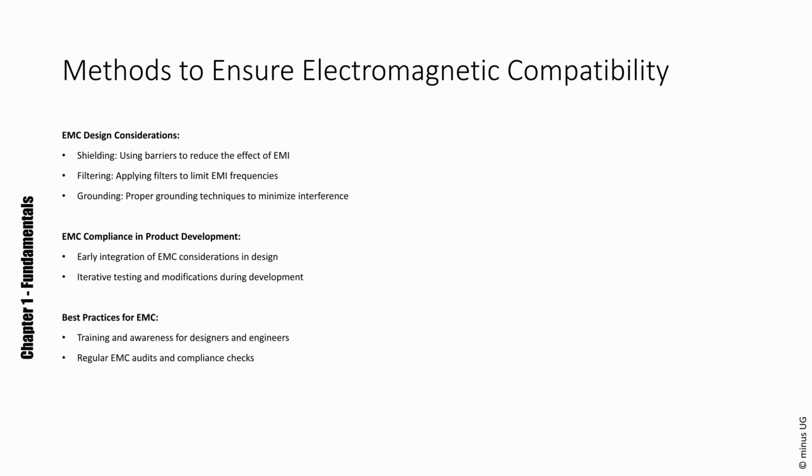Implementing best practices for EMC involves a combination of technical strategies and organizational measures. Key among these is providing training and raising awareness among designers and engineers. This educational approach ensures that the personnel involved in product design and development are knowledgeable about EMC principles and their application. Additionally, conducting regular EMC audits and compliance checks is crucial for maintaining standards. These audits help in identifying any deviations from compliance norms and provide opportunities for corrective actions. Such practices not only ensure regulatory adherence, but also contribute to the overall quality and marketability of electronic products.